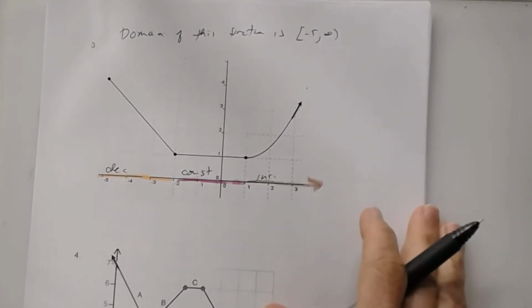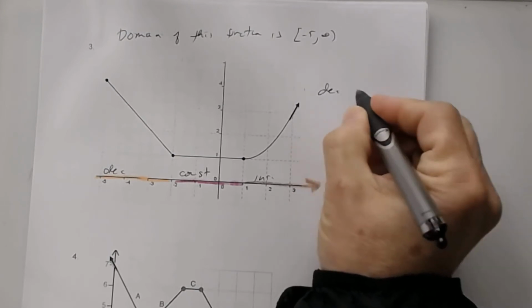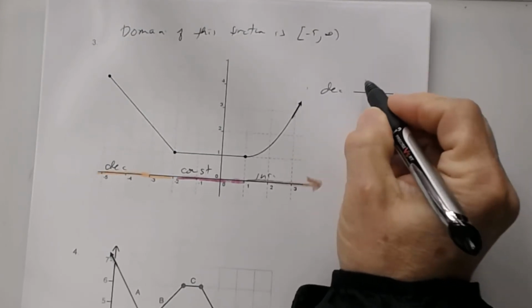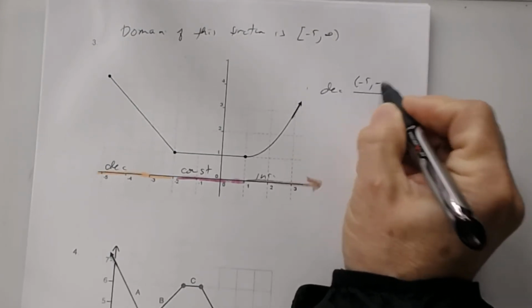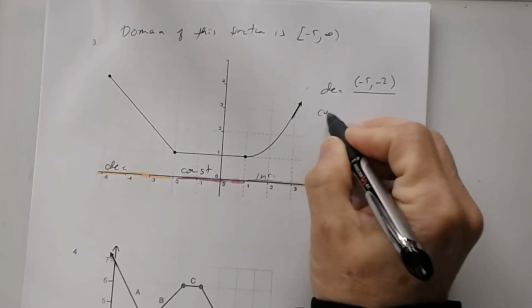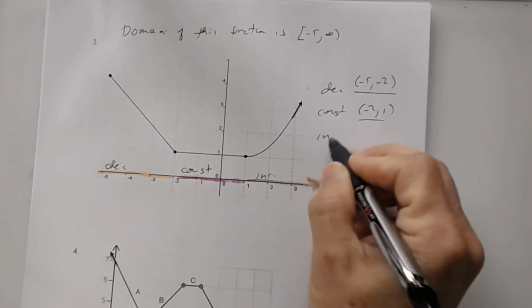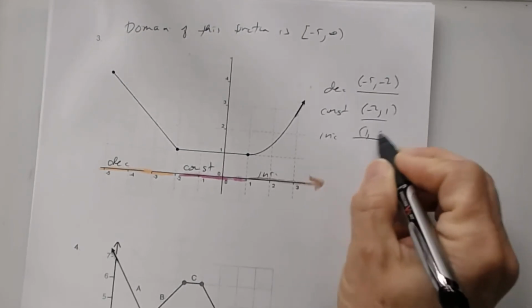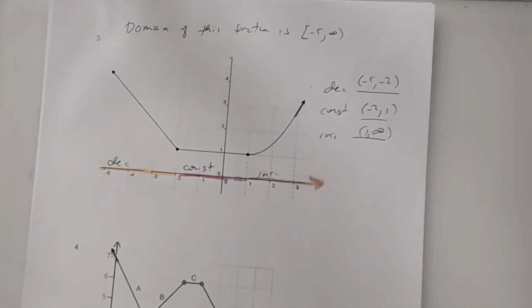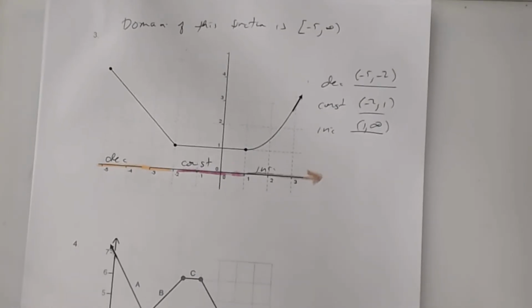All right, so where's it decreasing? From -5 to -2. Okay. Where's it constant? -2 to 1. Okay. And where's it increasing? 1 to infinity. Good. Straightforward, the colors help. Coloring that x-axis helps you with these.